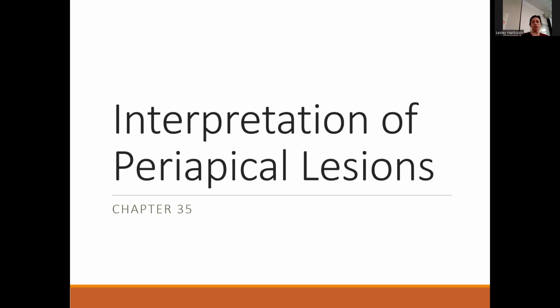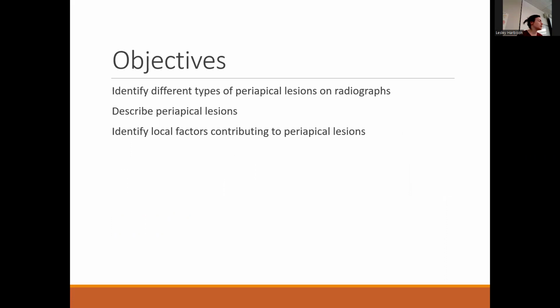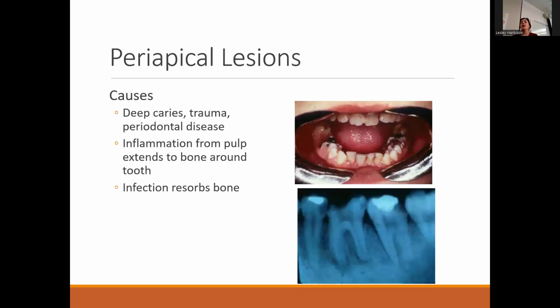Interpretation of periapical lesions. A lot of things look very similar, but this isn't super hard. There is some terminology to help separate the different things. Periapical lesions can have a radiolucency at the apex of the root of the tooth. It can happen from a very large carious lesion, from trauma, or from periodontal disease. Sometimes if there's such a deep pocket and bacteria have been able to penetrate all the way down, you can get a perio abscess.